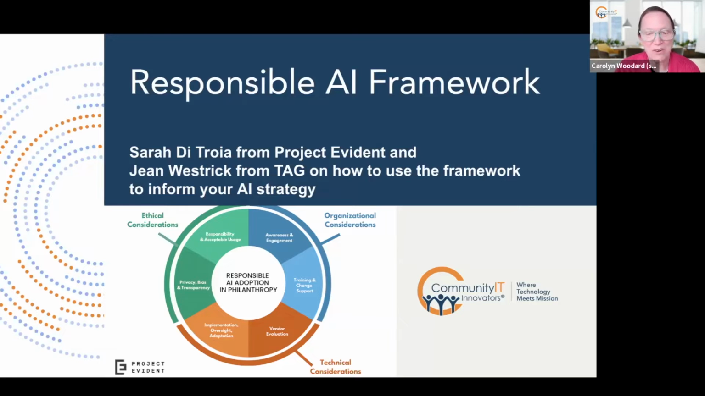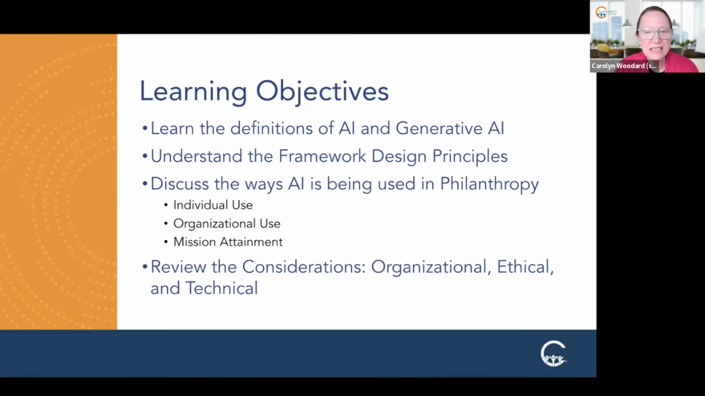But first, I'm going to go over our learning objectives. In this session, we're hoping that by the end, you'll be able to learn the definitions of AI and generative AI and the differences, understand the framework and the design principles used in the framework, discuss the ways AI is being used in philanthropy, individual use, organizational use, and mission attainment, and review the considerations: organizational, ethical, and technical. They have an amazing graphic that they're going to share with us that helps walk you through those different aspects of AI.